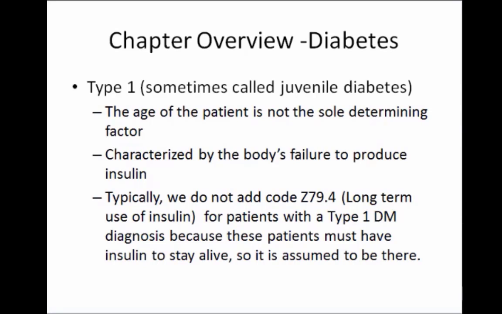As an overview of the types of diabetes that you're going to be coding, type 1 is often called juvenile diabetes, but it really has nothing to do with the age of the patient. This type of diabetes is characterized by the body's failure to produce any insulin. So we do not add the code Z79.4 for long-term use of insulin for patients with a type 1 diabetes because they need that insulin to stay alive. So we just assume that they are getting that insulin, and it is not coded with a type 1.